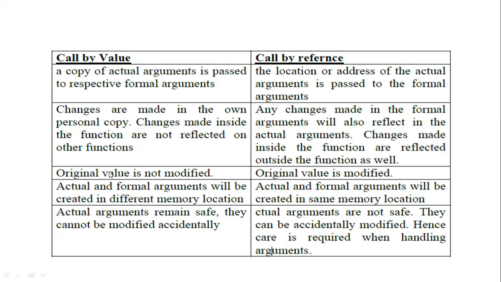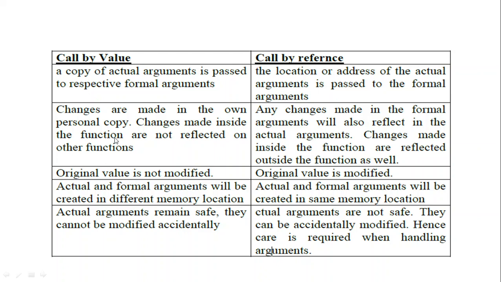Remaining all are the same, and these are the differences between call by value and call by reference. In call by value, a copy of the actual parameter is passed to the respective formal parameters, and in call by reference, the address is passed to the formal parameters during the function call. In call by value, changes are made in the copy, and changes made inside the function are not reflected in other functions. But for call by reference, since we are passing the address, any change in the formal parameter will be reflected in the actual arguments also.